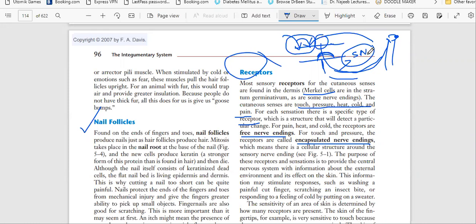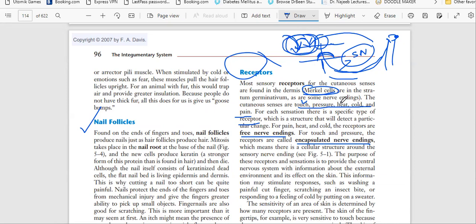Why is this happening? Because here in the epidermis we have Merkel cells. These are called Merkel cells. We have senses like touch. First the fly sat here, which is touch. Then the pressure: if a very heavy kind of fly sits, we will have pressure.